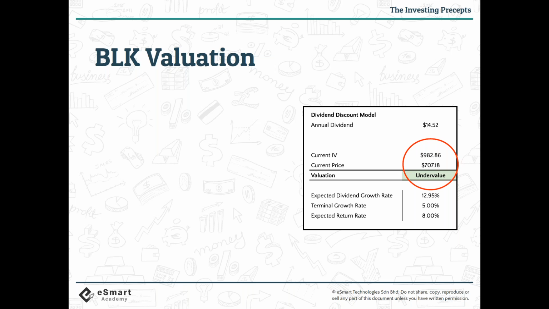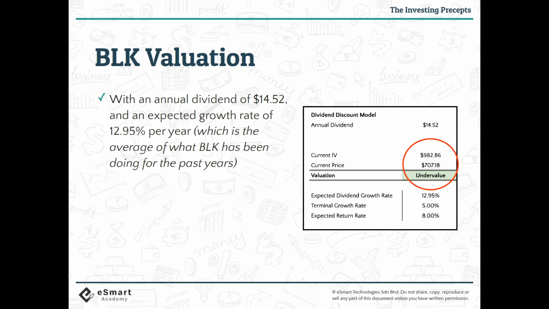The ticker symbol is BLK. On the right you can see the dividend model that I use, the DDM. The current IV is 982 because the valuation model factors in the dividend payouts. The fair value is about $980 for BlackRock, and the current price when I was preparing this slide was $700, with an annual dividend of $14.52 and an expected dividend growth rate of close to 13%. I got this by taking the average of what BlackRock has been doing over the past years.